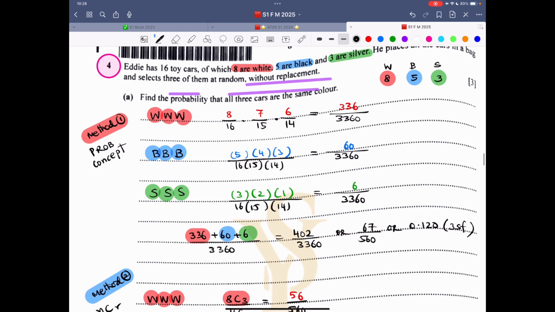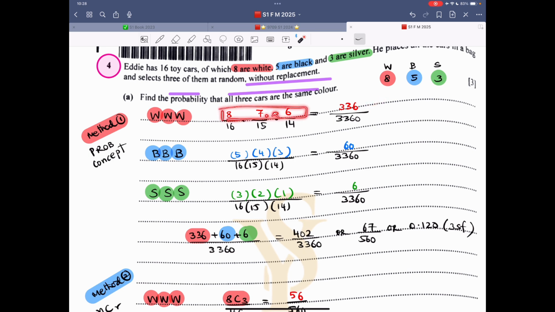We are on question number 4. Now it says, find the probability all 3 cars are of the same color. So it could be white, white, white. Now there are 2 ways of doing it. One of the ways is using the probability concept. 16 becomes 15, 15 becomes 14. There are 8 white, so 8, 7, 6. There is no multiplication because there is only one way of arranging it. I'm leaving the answer in the exact form.